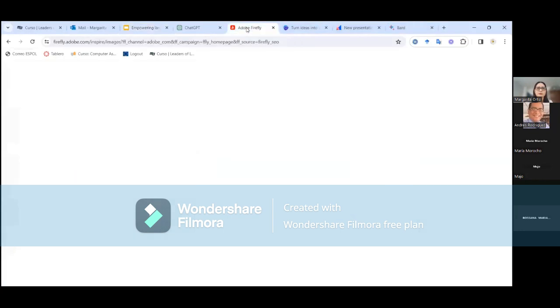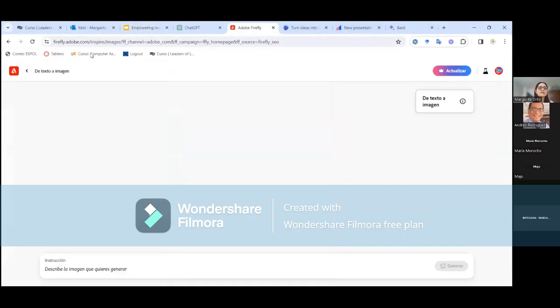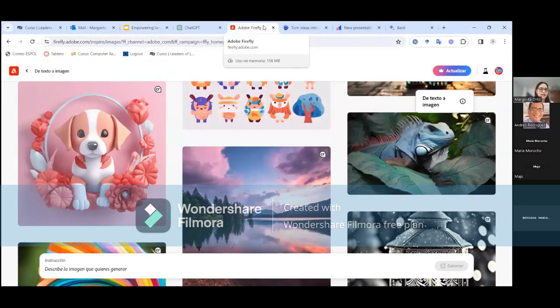The one that I specifically use is this one. I'm using this tool that is Adobe Firefly. You see over here, I'm using Adobe Firefly. It's free. So what you do, you can write. You see that it looks like ChatGPT in the sense that it's like a chat, but instead of writing text, it's going to generate pictures.